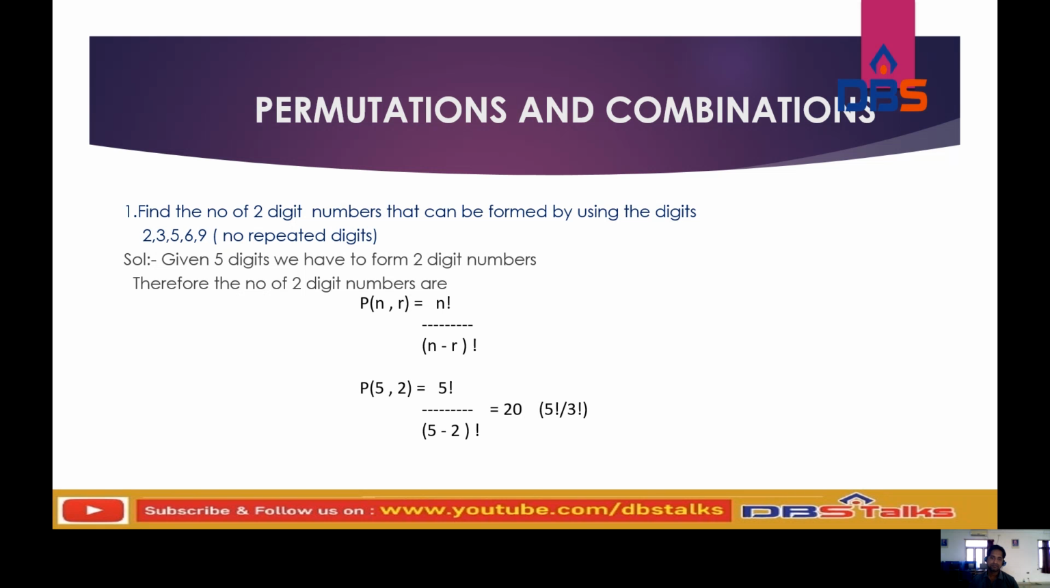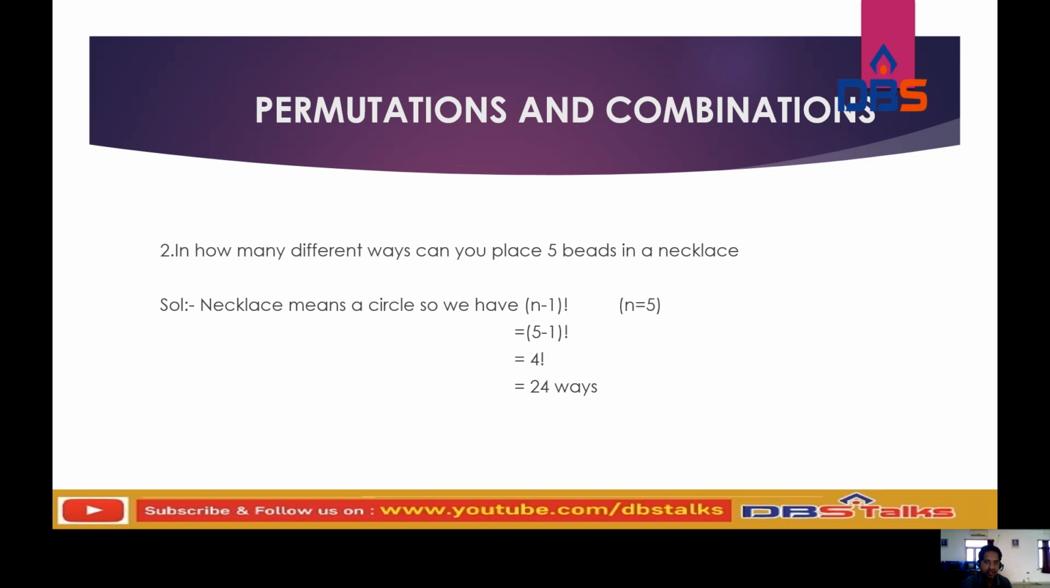Next. In how many different ways can you place 5 beads in a necklace? If a necklace means a circle, then we have (n minus 1) factorial, where n equals 5, that is 5 minus 1 factorial, which is 4 factorial, that equals 24 ways we can arrange the beads in the necklace, that is the round circle.